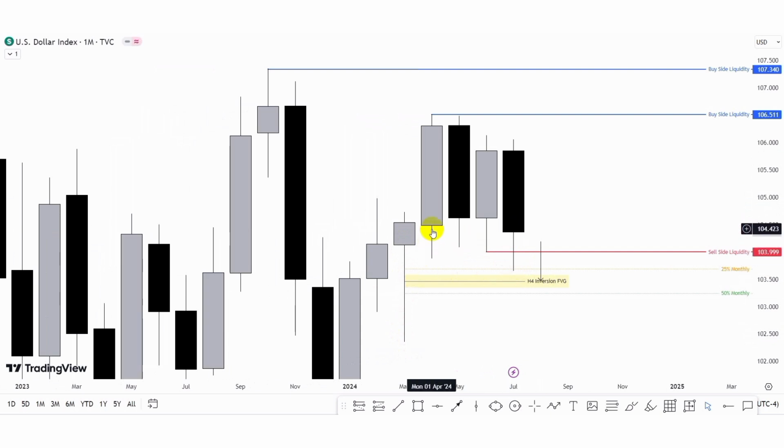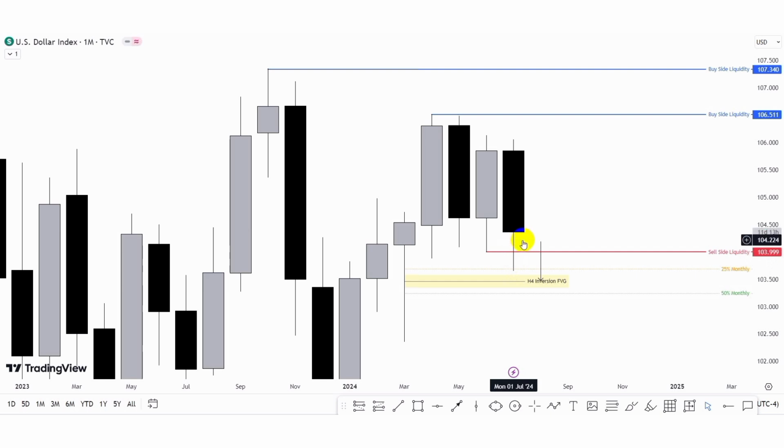Why? Because you can see that this mitigation of this wick by this candle isn't up to the 25% of this candle wick. So my anticipation is to see that price further drops down and consider this candle low point as a sell side liquidity, where then we should anticipate to see mitigation of the 25% of this monthly candle wick before we experience a rejection to the upside.